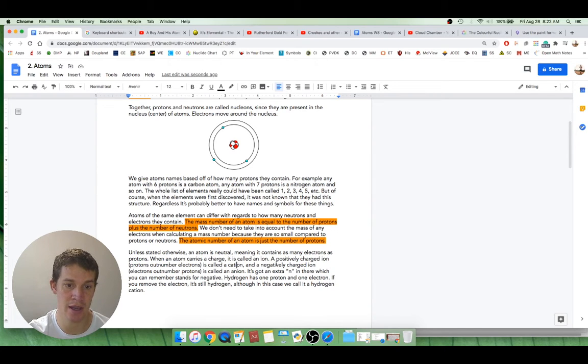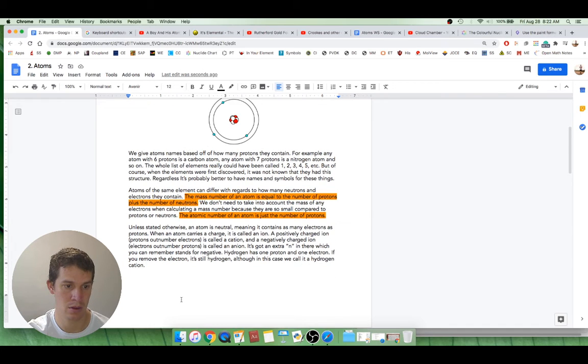Let's say you have more protons than electrons. Because the protons are positively charged, you'll have a positively charged ion, and this is commonly called a cation. And then the opposite can also happen. If you have more electrons than protons, it'll be negatively charged, and that's called an anion.